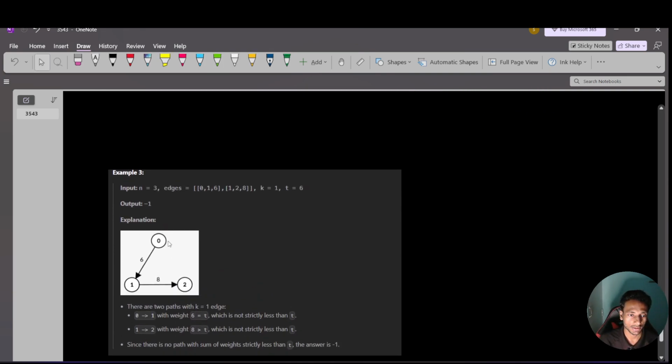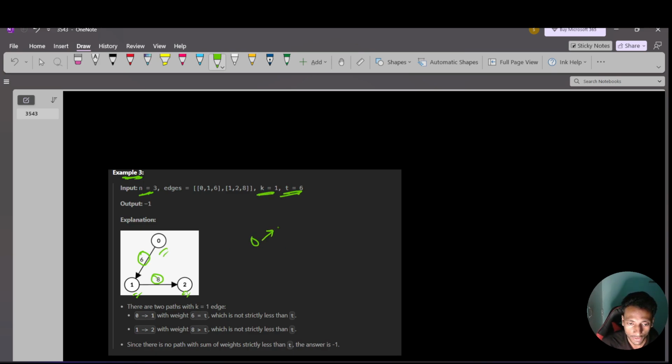So here actually you can see that for example 3, n is equal to 3. So that means there are 3 nodes. You can see here 0, 1, 2. 3 nodes are present. Edges from 0 to 1, weight is 6. Another is from 1 to 2, weight is 8. Okay. So now k is equal to 1 and t is equal to 6.